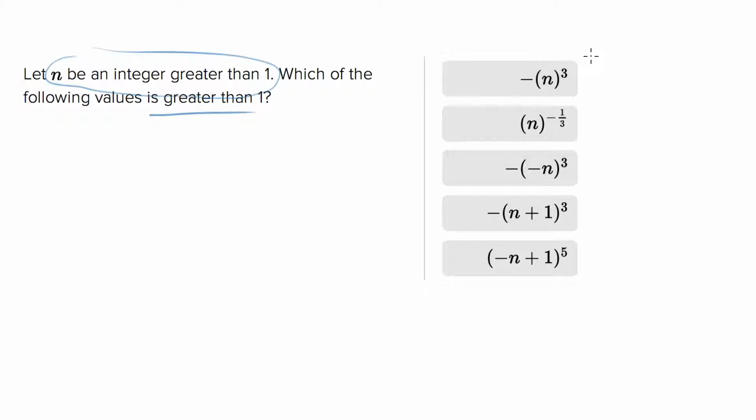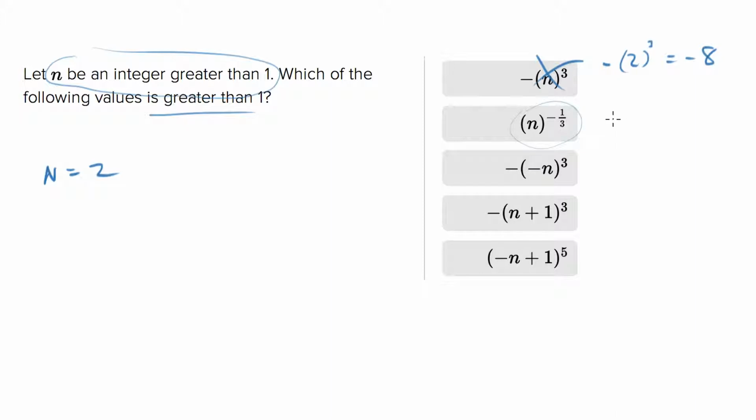And I think an easy way to handle this, rather than trying to come up with an abstract concept of the positive number, is to just use 2 for n. Just plug in n is 2 and see what happens to each of these. So here we have negative 2 cubed, right? So this is going to be equal to negative 8. That's not it.